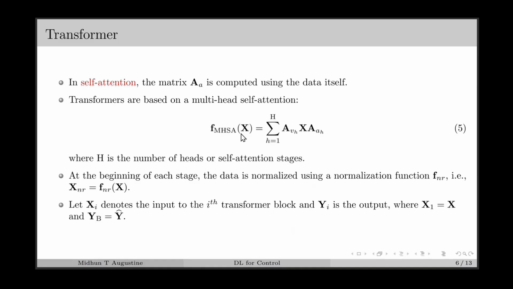Also, at the beginning of each stage, the data is normalized using a normalization function, F_NR. It will normalize the input data. And let's say x_i denotes the input to the ith transformer block, and y is the output. And we have the output of the Bth block, y_B, as the predicted output, which is y hat.